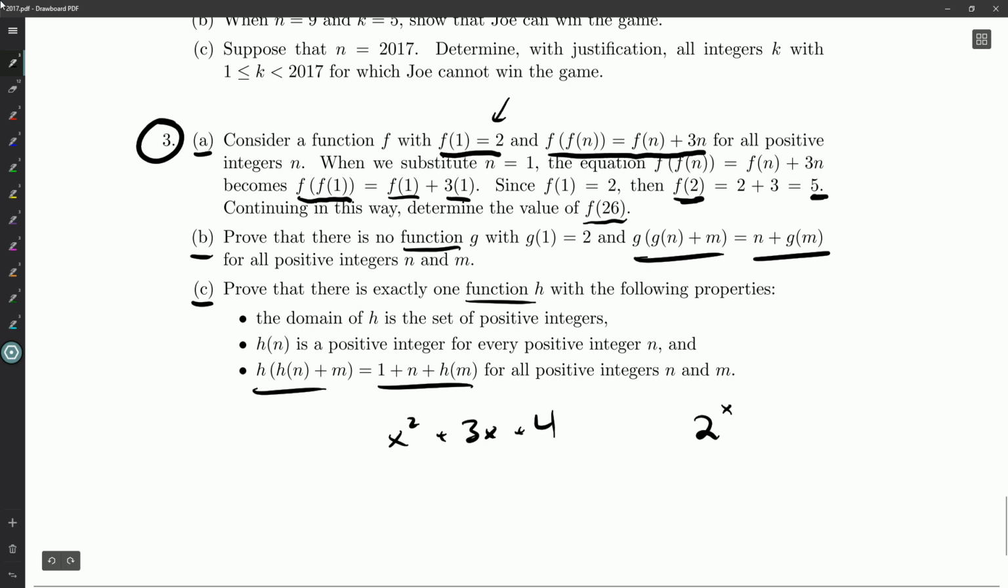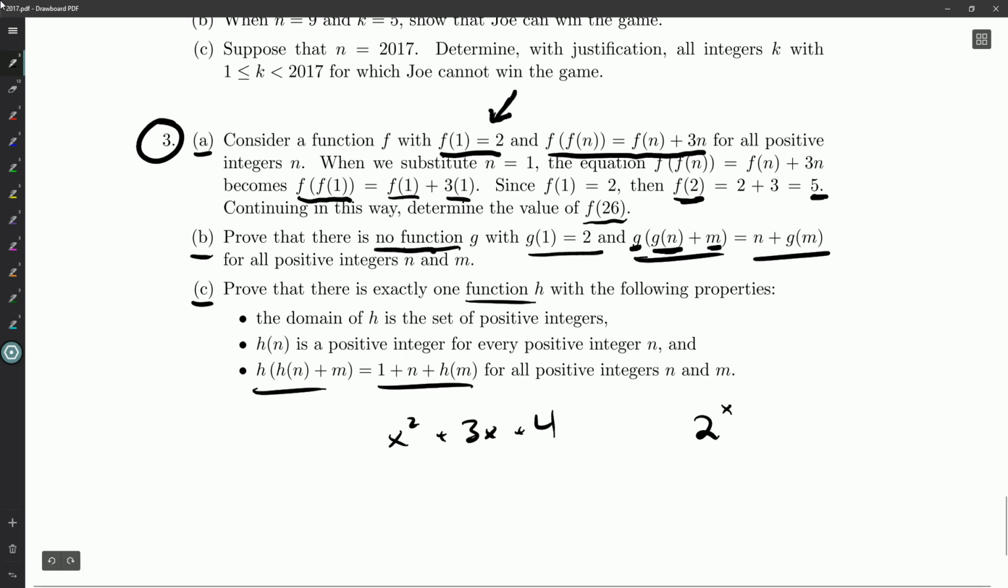How about B? As I've already looked ahead, we do have functions and a property. So, what do we got here? Prove that there is no function g that starts with g of 1 is 2. Very similar to what we had in the last one. But we've got a very different looking property. g of n plus m is n plus g of m. So that's kind of interesting. Applying g sort of undoes the g here and puts a g here. At least that's the way it looks. Prove that there is no function with that property. Now that's kind of interesting.